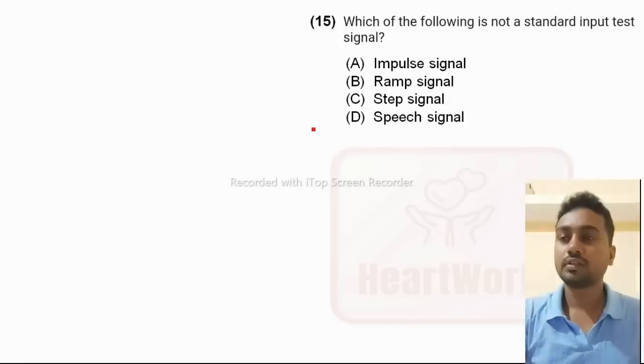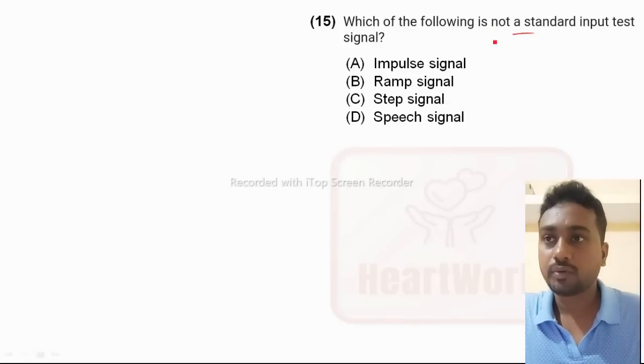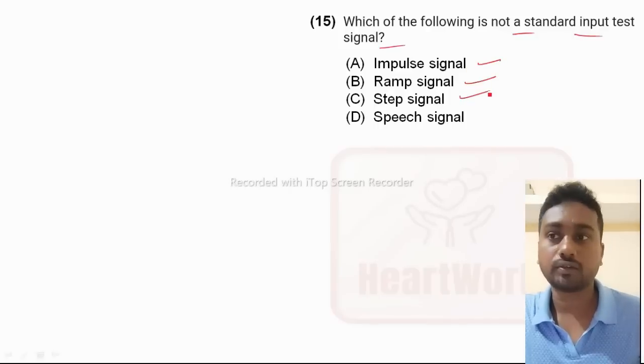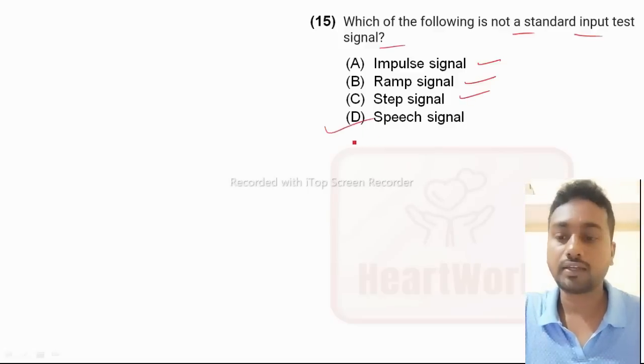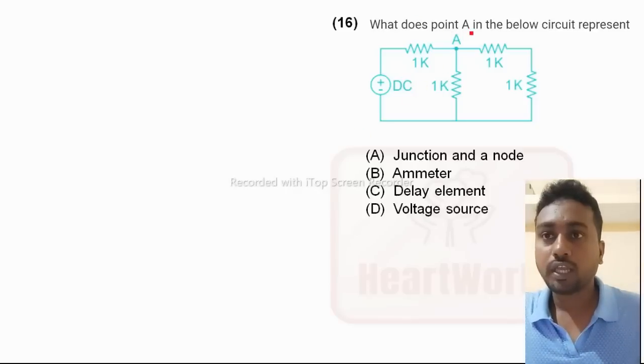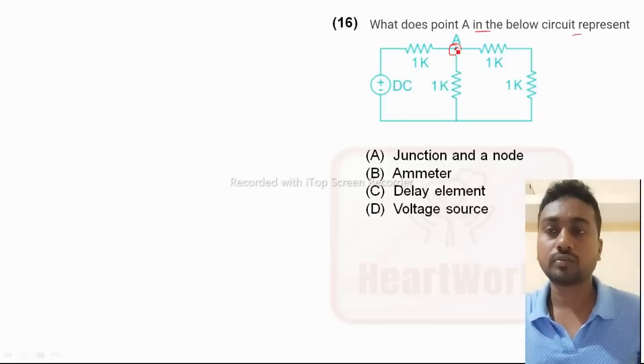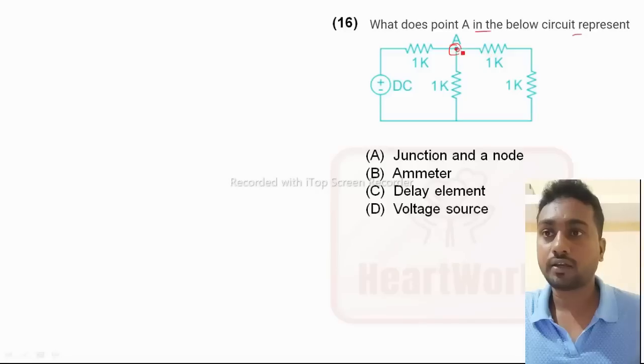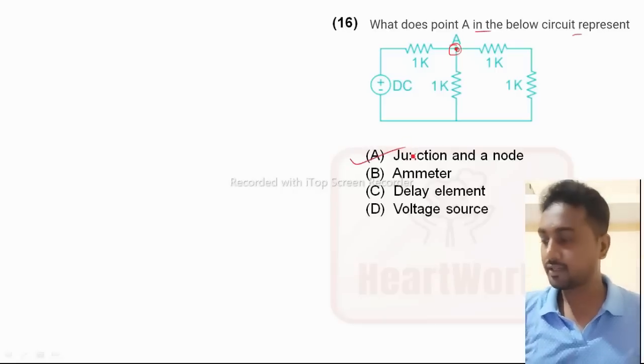Next, which of the following is not a standard input test signal? For testing, standard input test signals we use are impulse signal, ramp signal, and step signal, not speech signal. So speech signal is the right answer. What does point A in the below circuit represent? This point A, what is it called? In any circuit, when two or more elements like resistor, capacitor, or inductor are joined together or connected, it is called a node or a junction. Option A is the right answer.